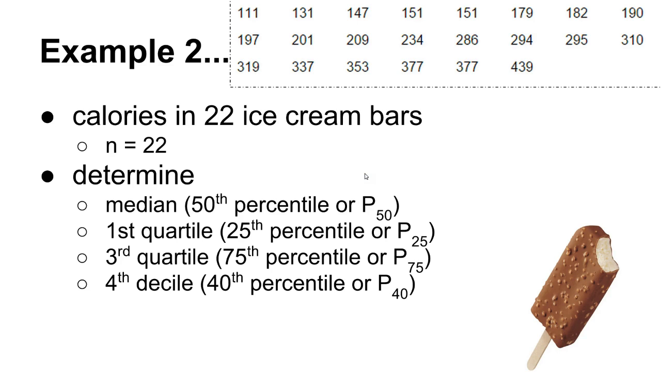So let's take a look at the example. We've got up here a bunch of data points. We've got 22 of them in total, and you'll notice a very tasty ice cream bar.